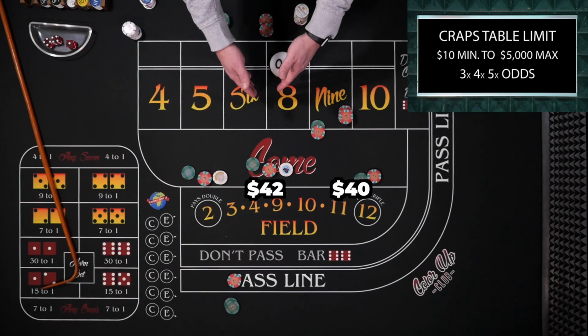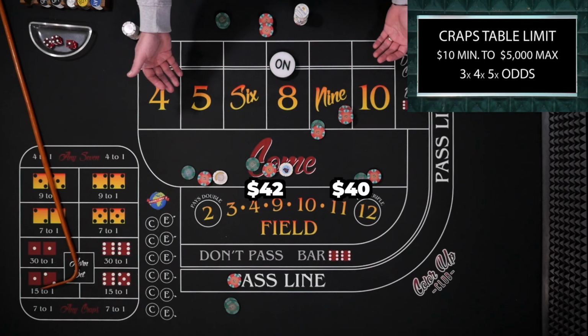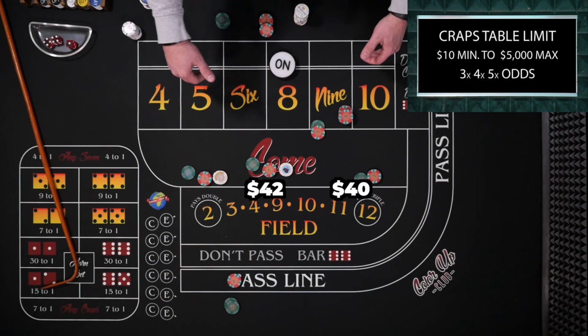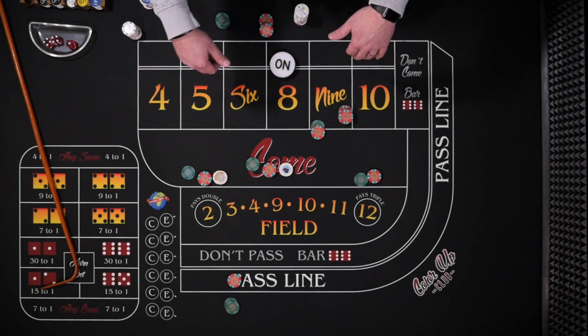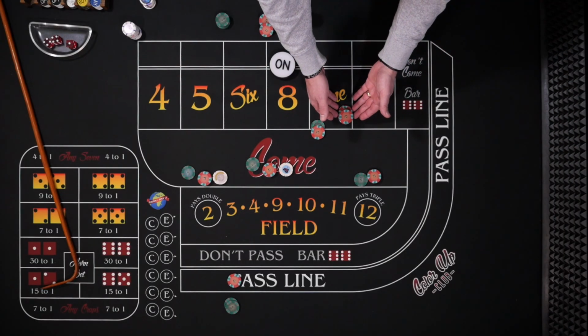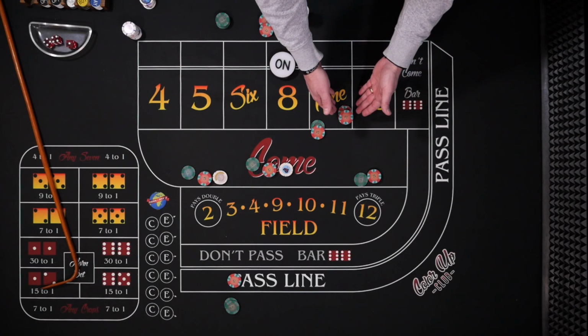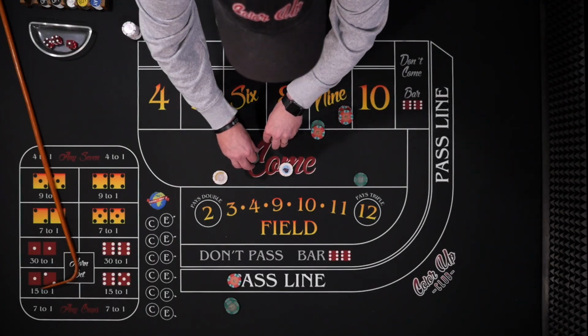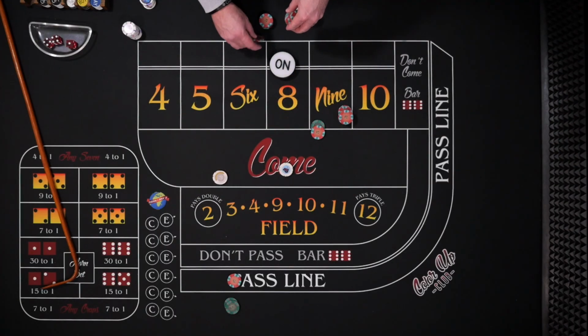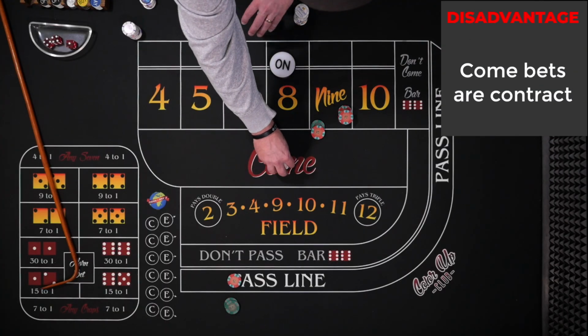The same amount, depending on which number, the same amount or more by making a place bet. Once you're at a 5 times table and you bet 5 times in odds, 6 times, 10 times, 20 times, you're always going to get paid more making a bet with odds than the place bet. And then finally, let's look at one last argument, and that is that come bets are contract bets.